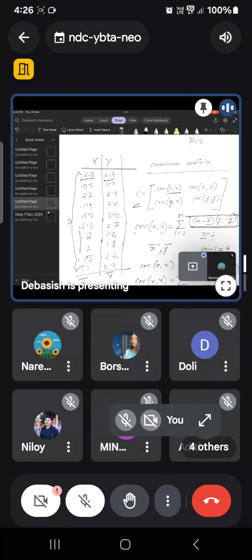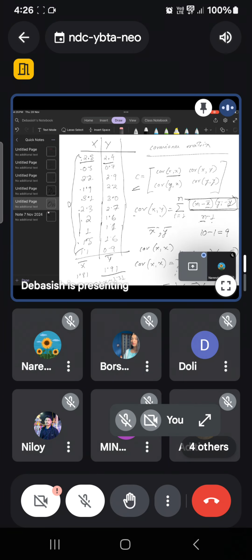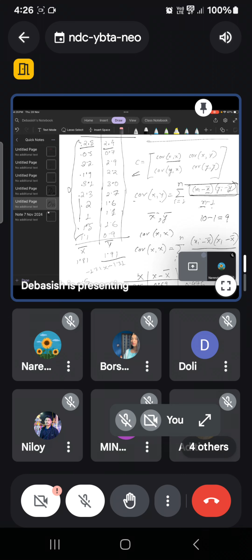Through this calculation, these are all the values. Am I audible now? I think so.